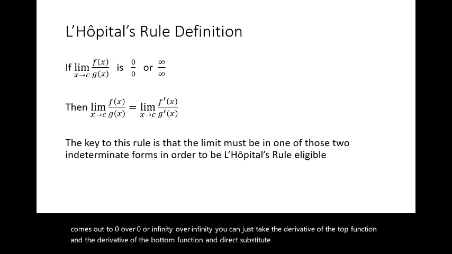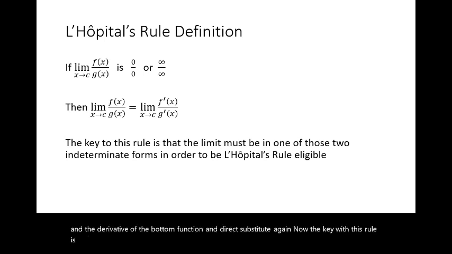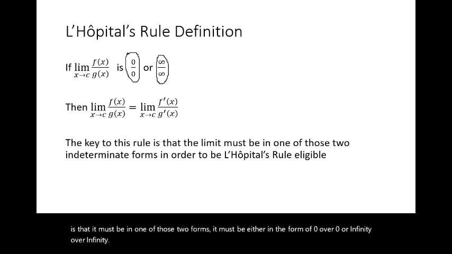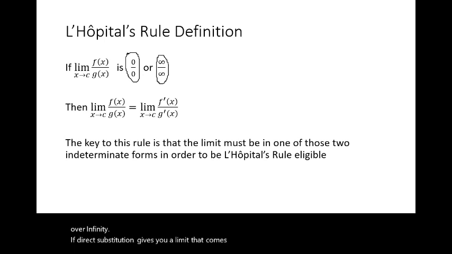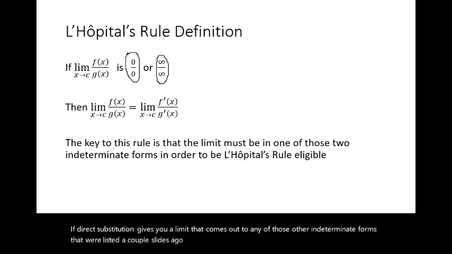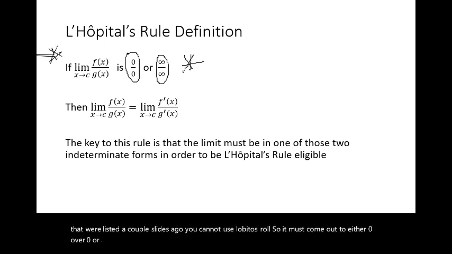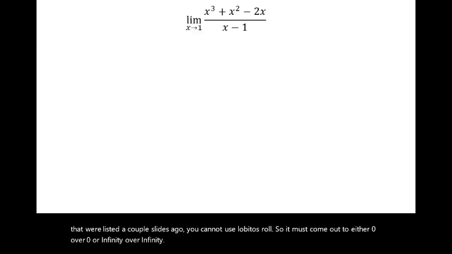Now the key with this rule is that it must be in one of those two forms. It must be either in the form of 0 over 0 or infinity over infinity. If direct substitution gives you a limit that comes out to any of those other indeterminate forms that were listed a couple slides ago, you cannot use L'Hopital's rule. So it must come out to either 0 over 0 or infinity over infinity.